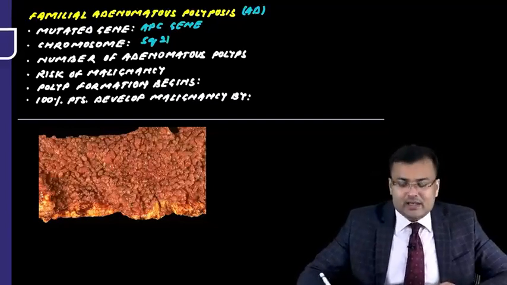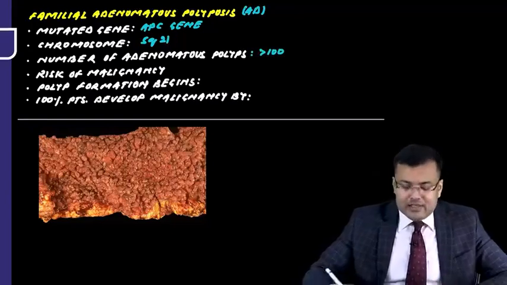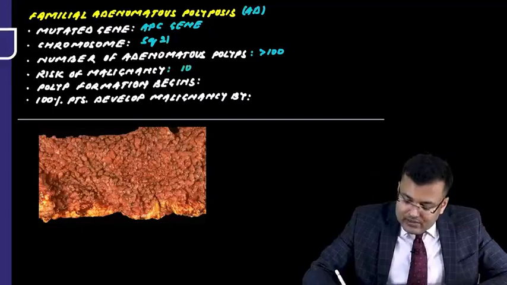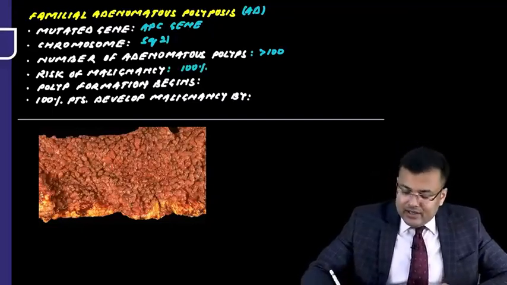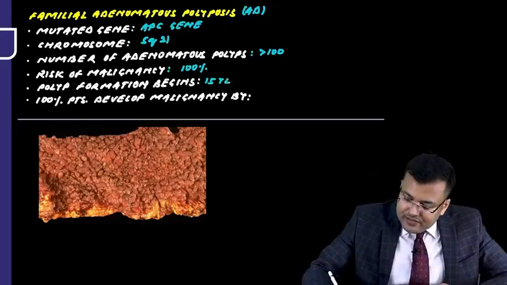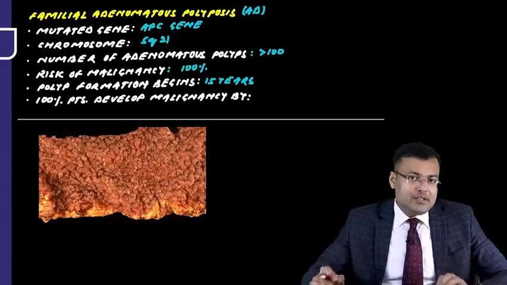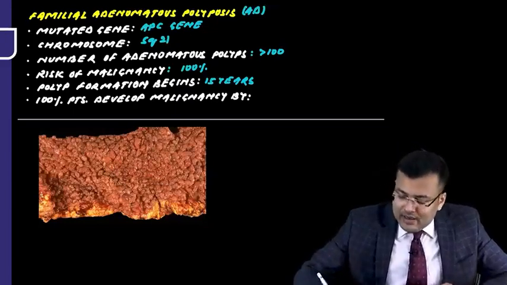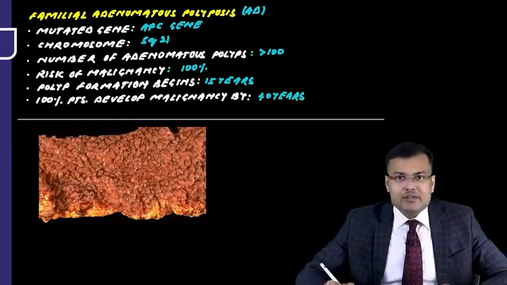How many polyps are there? Adenomatous polyps, the number is more than 100. And how much is the risk of malignancy? There is 100% risk of malignancy. Polyp formation begins at what age? It starts at 15 years of age, and 100% of patients are going to develop malignancy by 40 years of age.